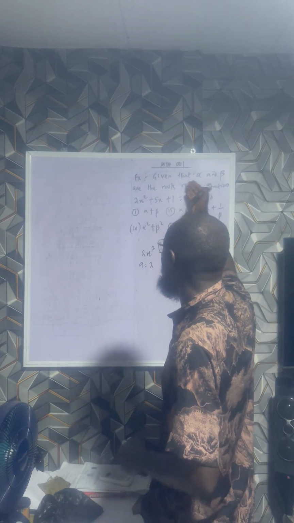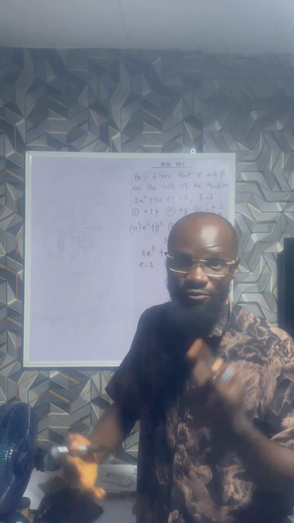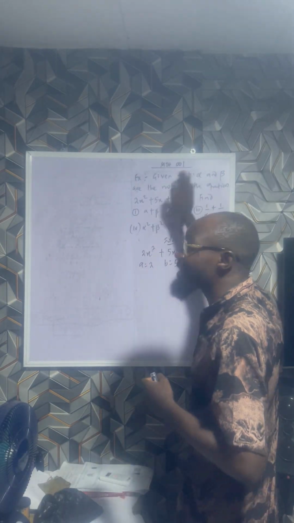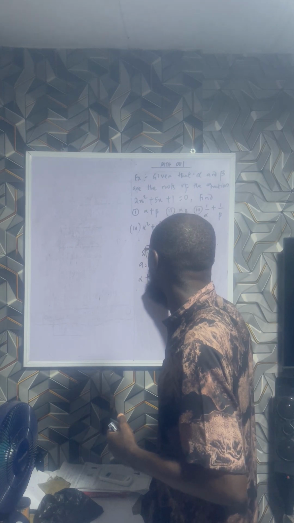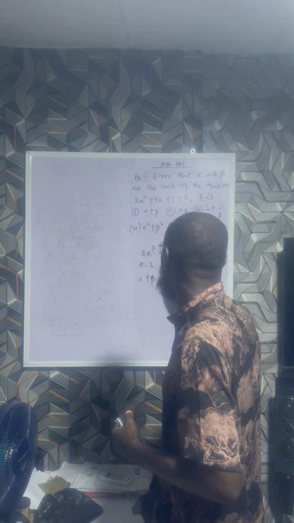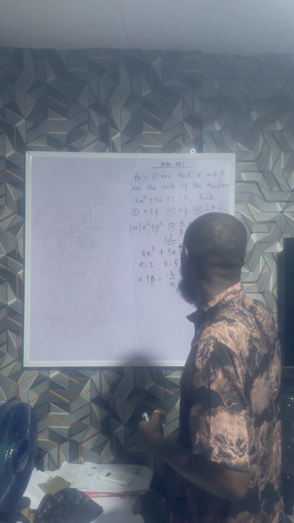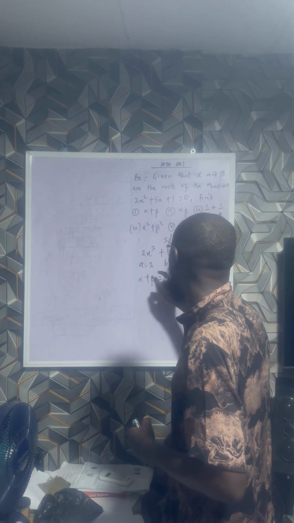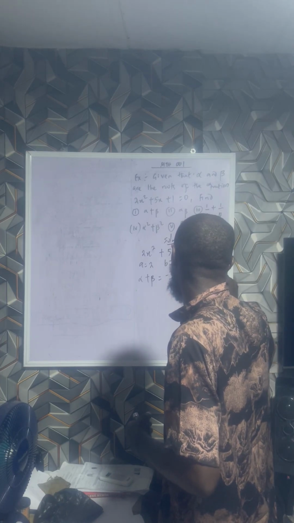Since alpha and beta are the roots of that quadratic equation, we all know that a quadratic equation is expected to have two roots. So if alpha and beta are the roots of that equation, we have the sum of the roots, alpha plus beta, as minus b over a. That will give us minus b, which is minus 5 since our b is 5, divided by our a, which is 2. So minus 5 over 2, that's minus 2 and 1 over 2.